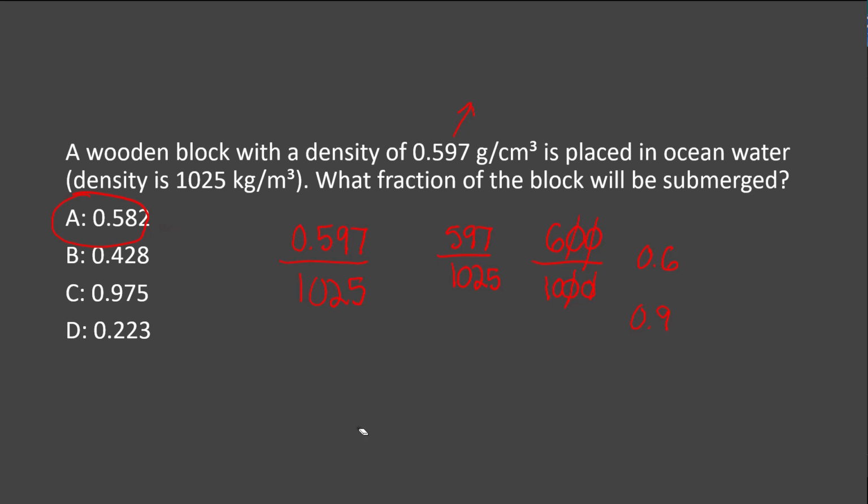Because of course, if we were asked a different question of what fraction of the block would float above water, then the correct answer would be this one, about 0.4, right? 1 minus 0.6 would be about 0.4. So we want to make sure we understand what they're asking.